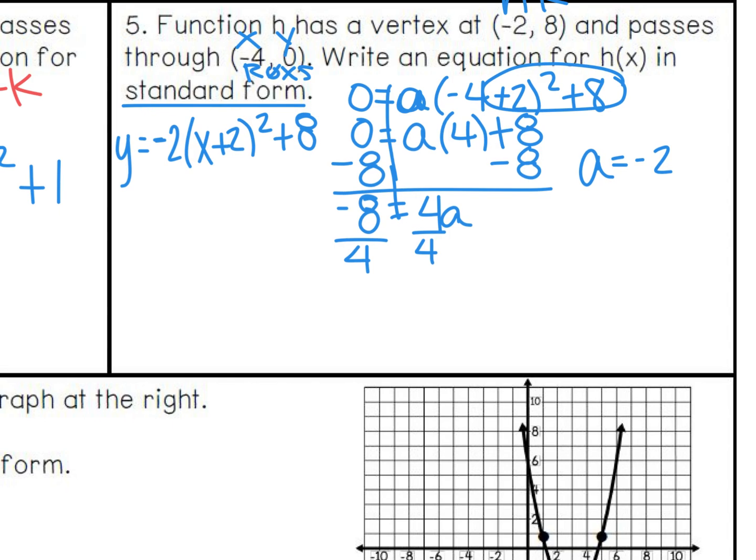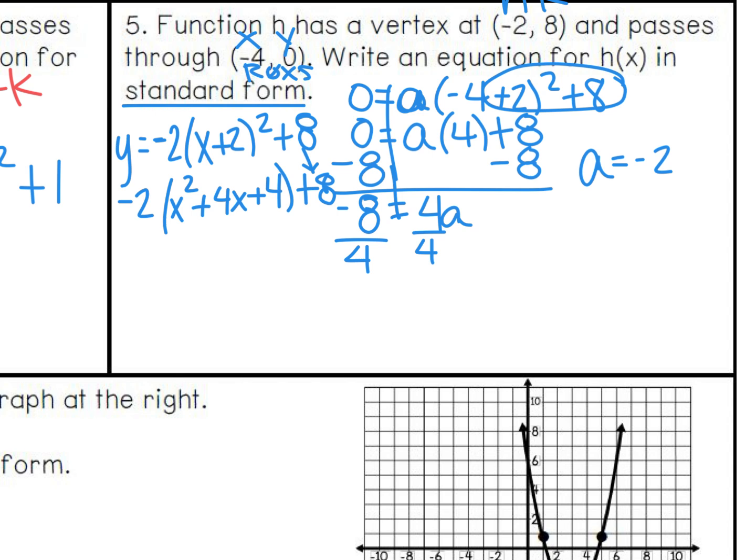So we're going to have negative 2. I know you know how to do the box on this, so I'm just going to go ahead and simplify it for you. X squared plus 4x plus 4. And then bring down that 8.